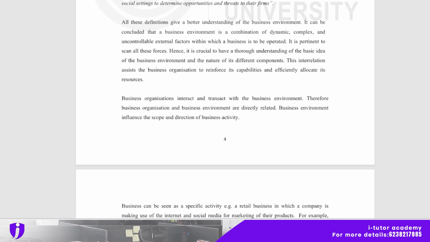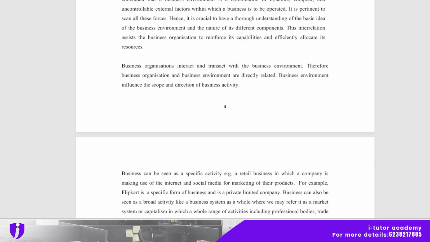All these definitions give a better understanding of the business environment. It can be concluded that a business environment is a combination of dynamic, complex, and uncontrollable external factors within which a business is to operate. It is pertinent to scan all these forces. Hence, it is crucial to have a thorough understanding of the basic idea of the environment, business environment, and the nature of its different components. This assists the business organization to reinforce its capabilities and efficiently allocate its resources. Business organizations interact and transact with the business environment. Therefore, business organization and the business environment are directly related. Business environment influences the scope and direction of business activity.